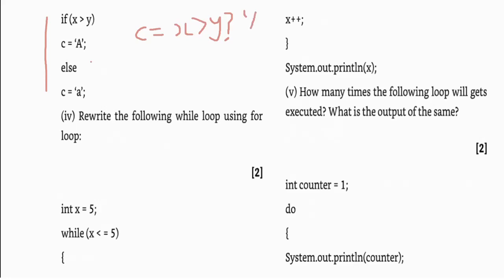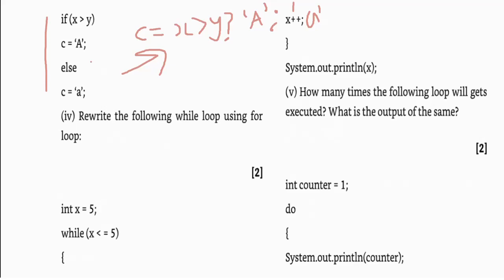Then we have a question mark, and then we have the true part, which is of course capital A in single quotes. So I'll write capital A in single quotes, and then I have a colon, and then I have a small a as the other part. So this is the way you write this into a ternary operator.